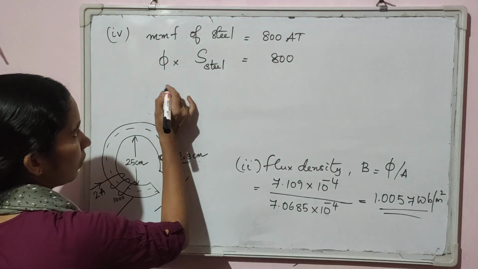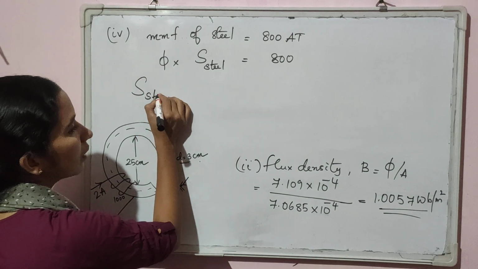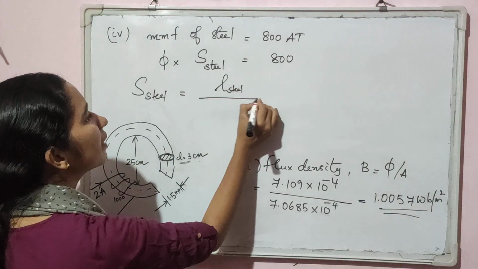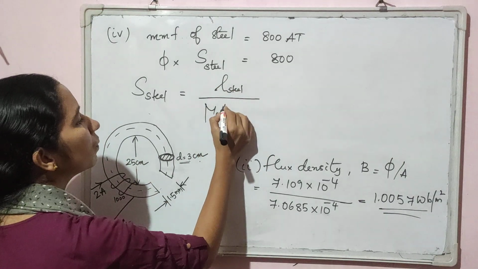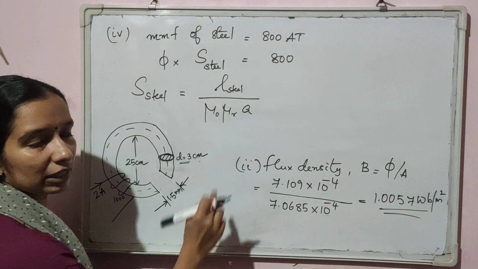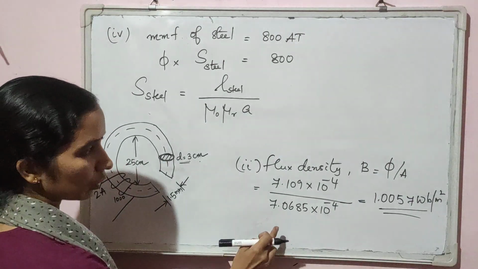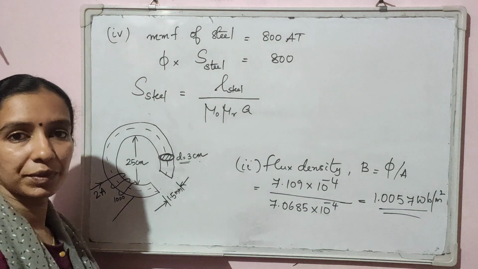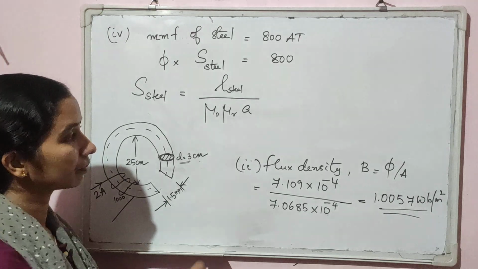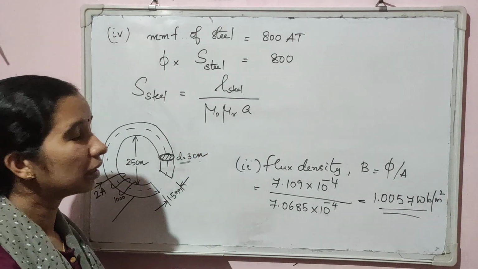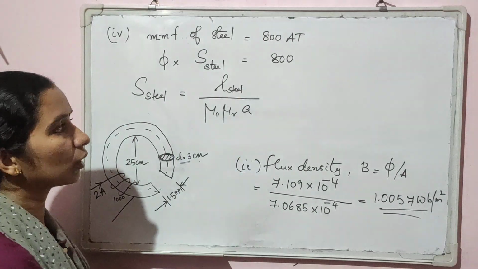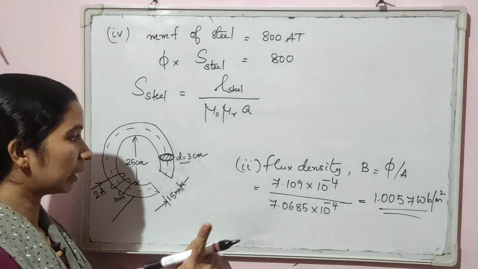Now, what is the reluctance of steel path? Reluctance of steel will be equal to length of steel divided by mu 0 into relative permeability of steel into area of cross section. So we have calculated the area of cross section, and that was 7.0685 × 10^-4 meter square. We don't know the relative permeability of steel. We have to calculate this. We know the value of mu 0, and now the length of steel, we have to calculate that.